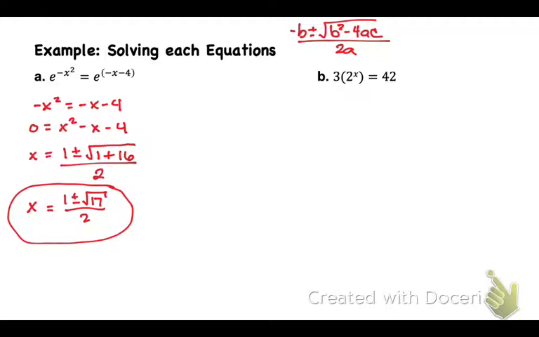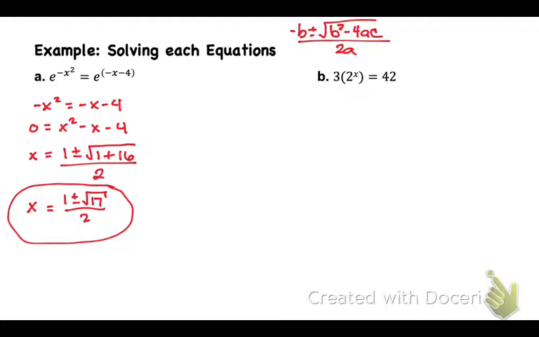So do we have to stop and think about our domains when we do logarithmic problems? Yes. Do we have to with exponential? No. Why not? Because the domain is what? All real numbers.